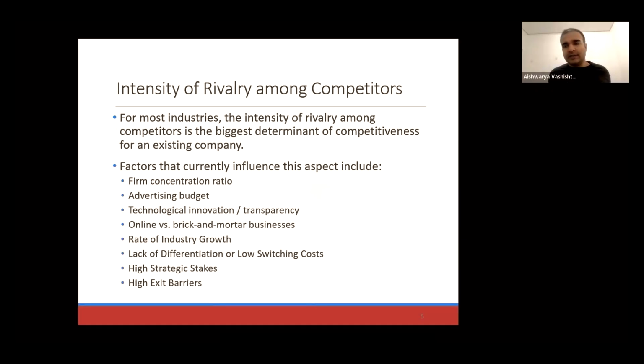As Ashwarya and some of you said, the phone industry as a whole is very competitive, right? More and more firms keep entering the industry, and it's very cutthroat competition in the phone and electronics industry as a whole, right? So how do we calculate the competitiveness or rivalry of an industry? We do it by firm concentration ratio.